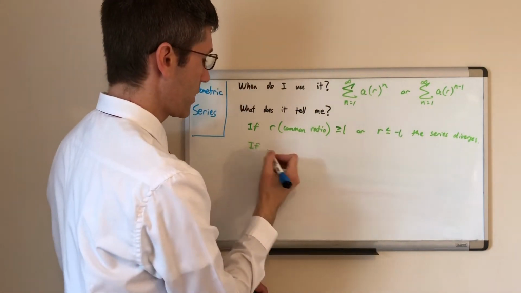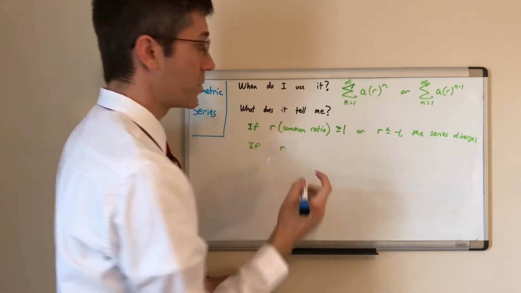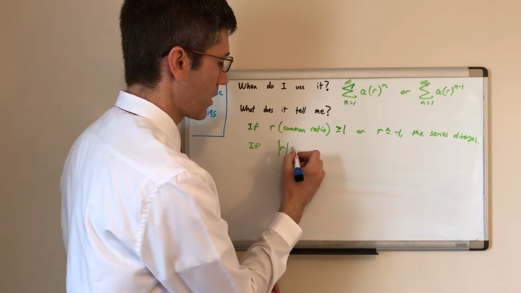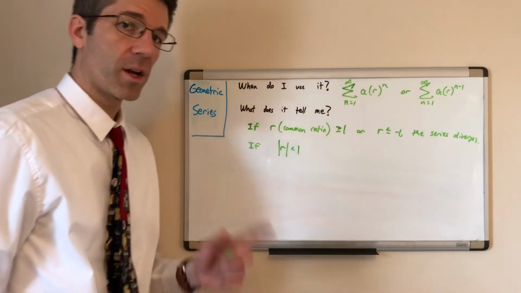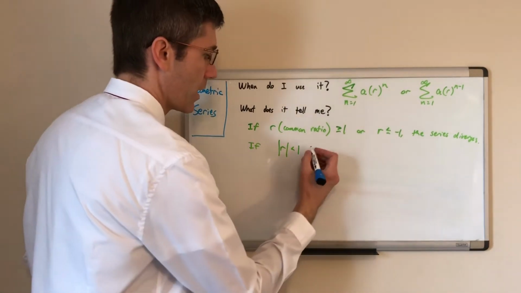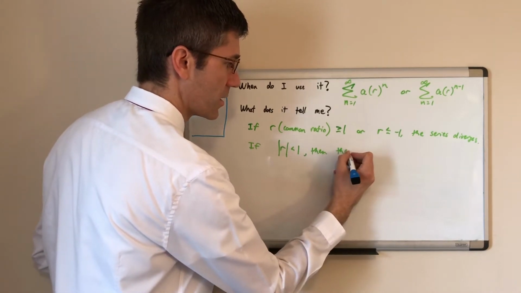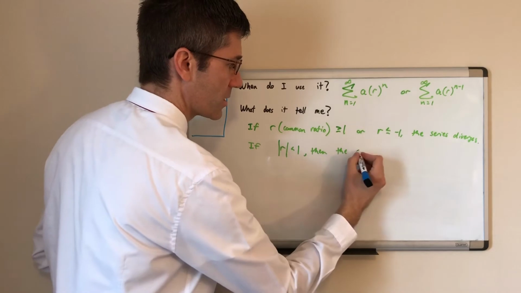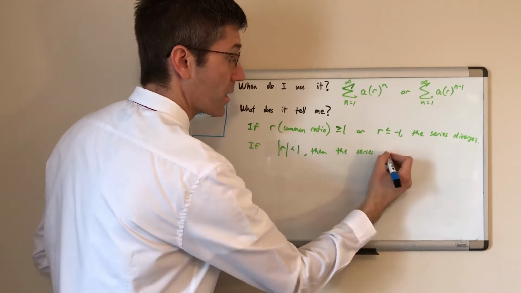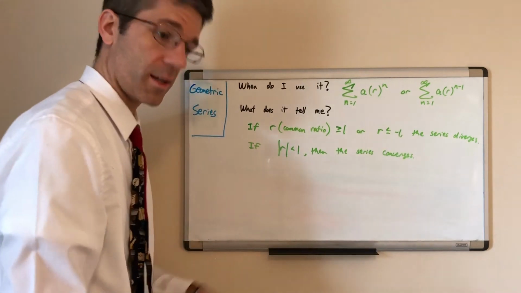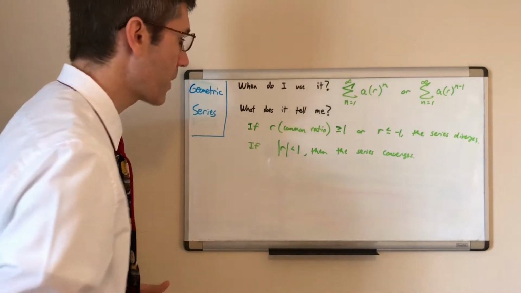But the opposite of that is true. If the absolute value of r is between -1 and 1, if r is between but not including -1 and 1, then you know what's about to happen. The series converges. Meaning if I add all those terms together, I get an actual solid answer that's not infinity, right?